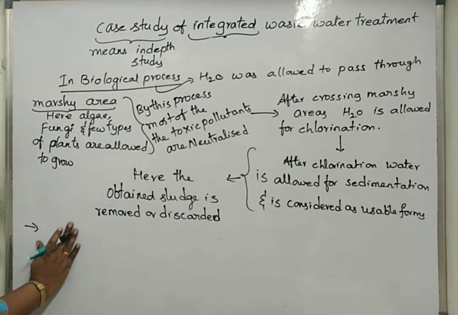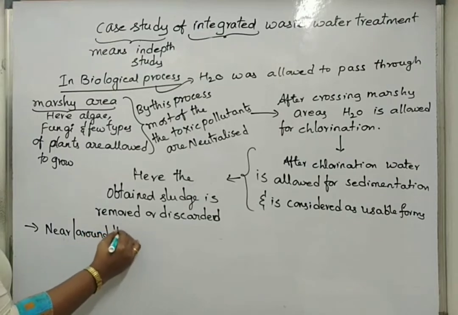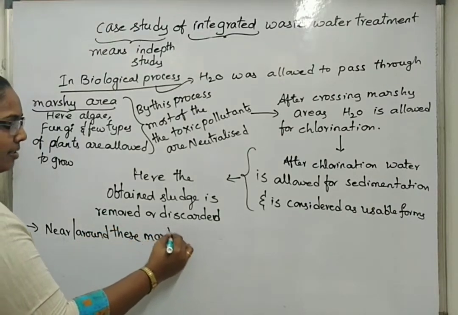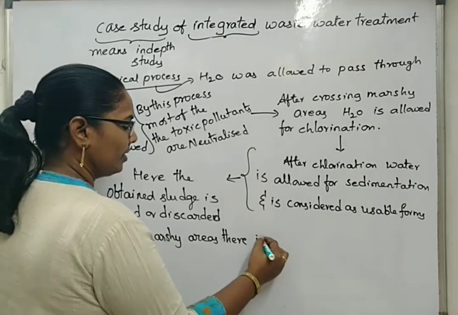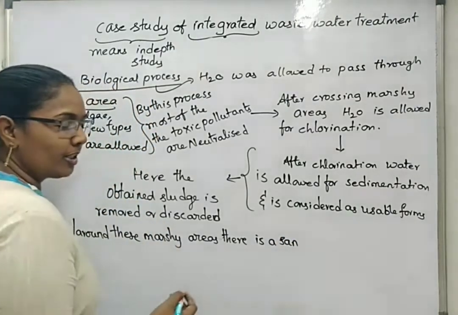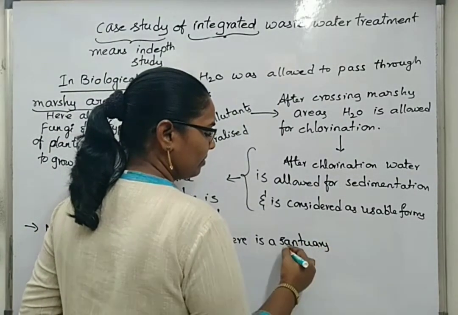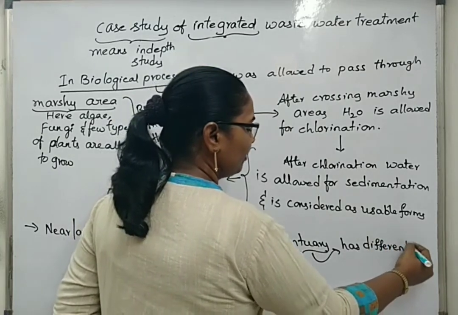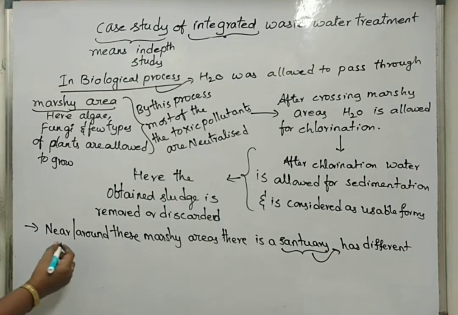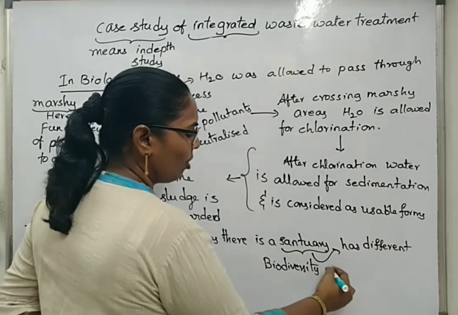Now, near these marshy areas there are some sanctuaries. Around these marshy areas there is a sanctuary. In that sanctuary, what is present? There is a different biodiversity of fishes. This sanctuary has many kinds of biodiversity of fishes.